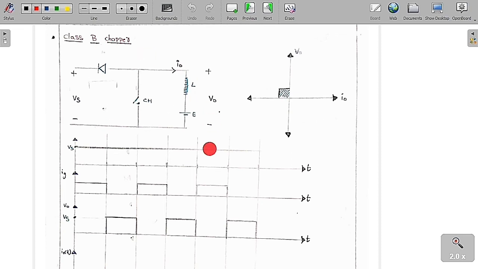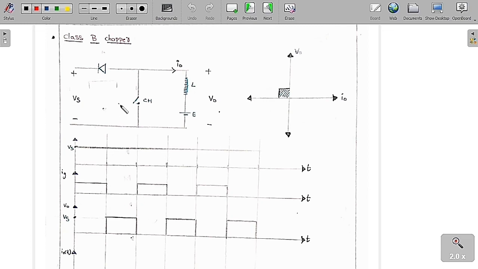This is the circuit of the class B chopper. This is plus or minus Vs. This is plus or minus V0. This is the load, which is L and E. This is the diode and this is the chopper. The supply voltage is a DC value, so it is constant for all the time. Here I am going to trigger the chopper on for some amount of time and then turn it off for some amount of time.